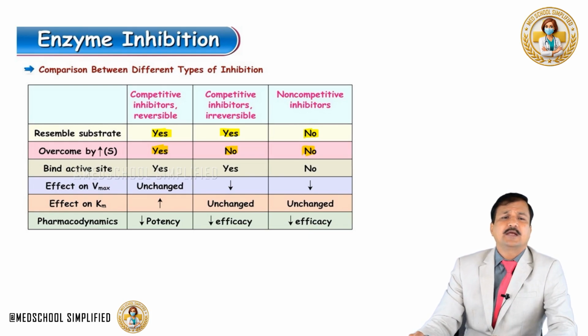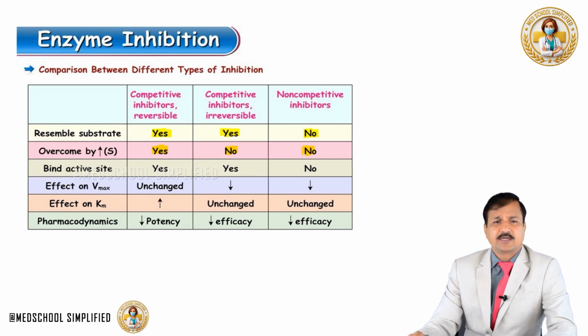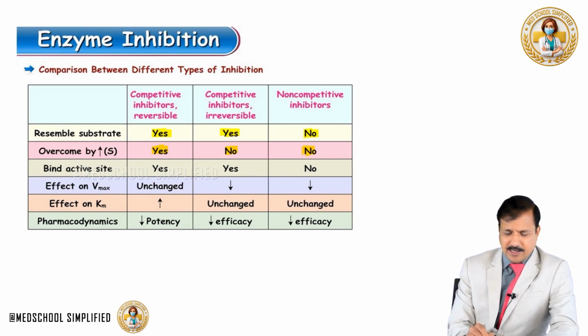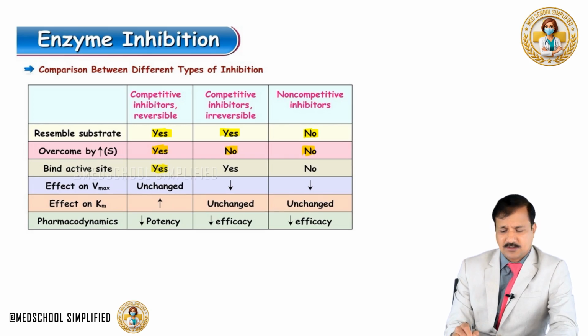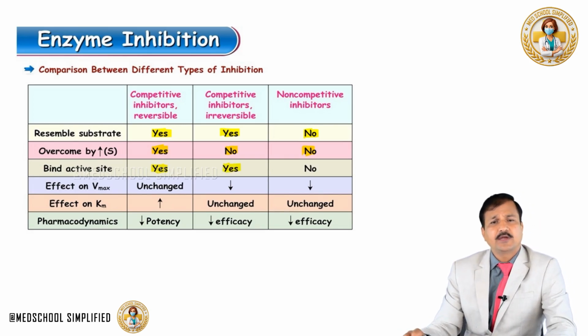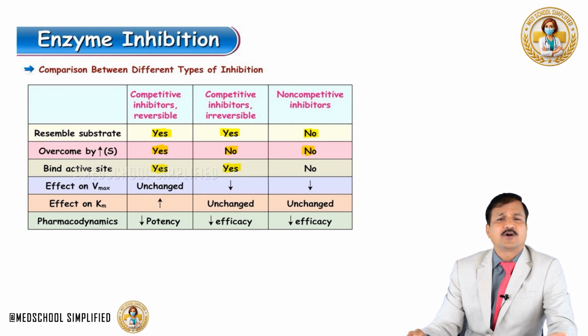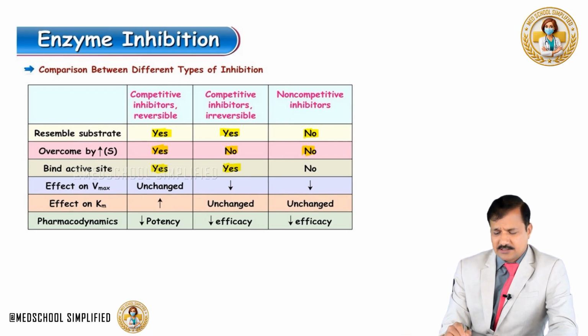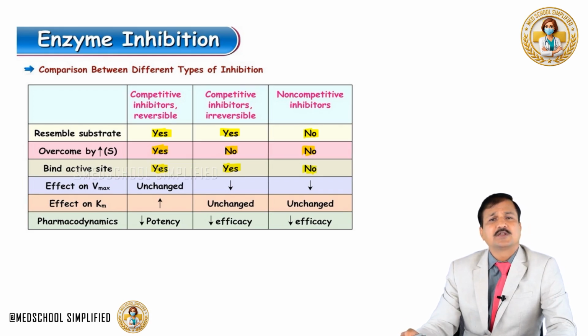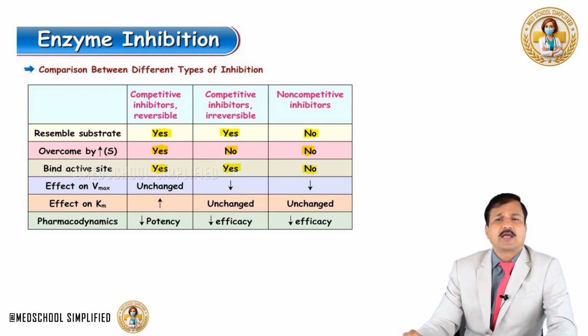Coming to binding to the active site. A competitive inhibitor binds to the active site whether it is a reversible or irreversible competitive inhibitor, because they are going to compete for the active site with the substrate. Now the non-competitive inhibitor, as it says in the name, there is no competition. They are not going to compete for the active site with the natural substrate.